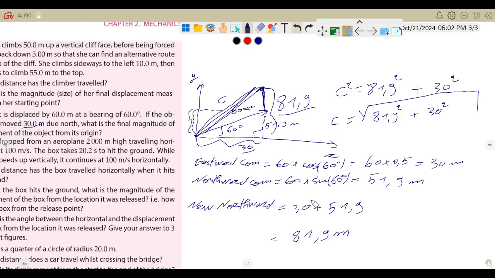Calculator will do the job for us. Okay, this is going to give as a result 87 point something. What is that on the calculator? Yeah, it's 87.22 meters.